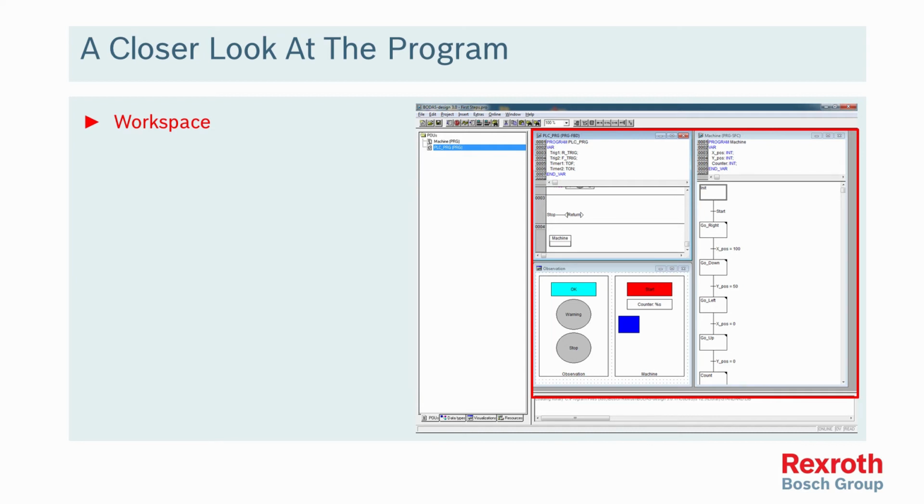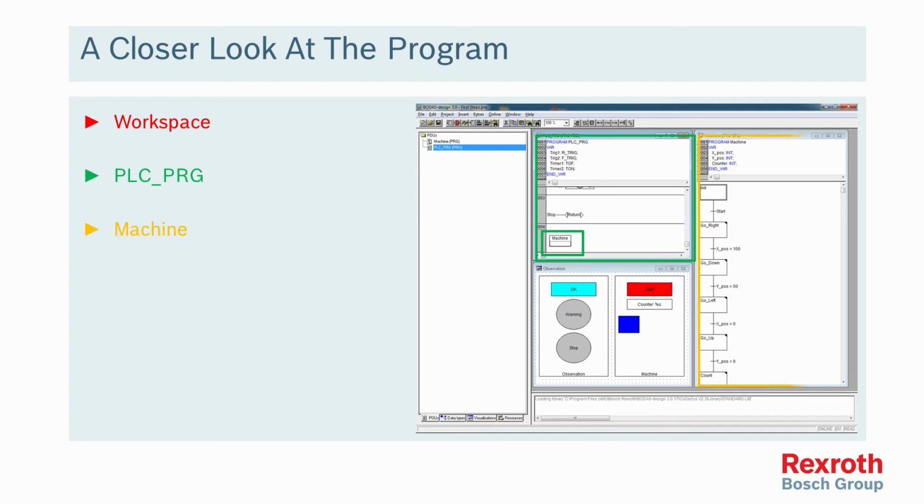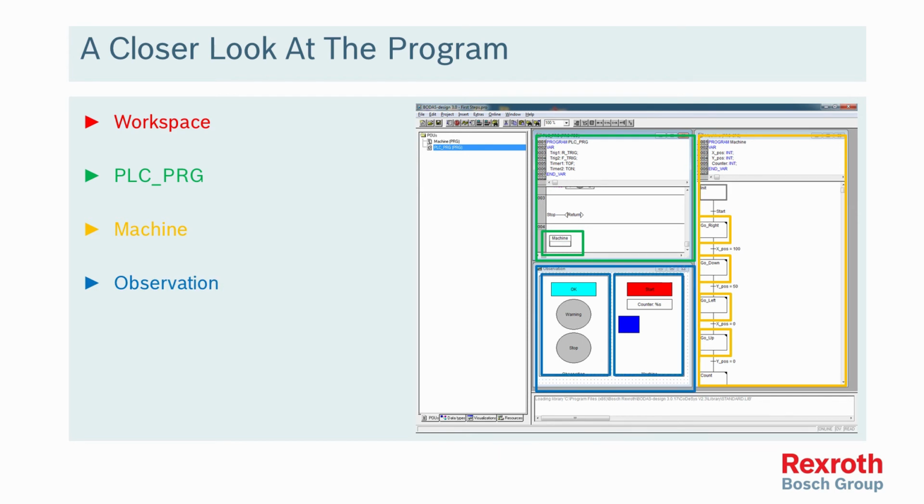As you can see, each of our areas are now populated. The first program that is to be executed in every BODAS program is called the PLC_PRG. If you click on the PLC_PRG program, you'll see that the first subroutine it calls is the machine program, colored green in this example. You'll see the program, colored yellow, in the diagram. Lastly, the program uses a visualization called observation, which interacts with the user.